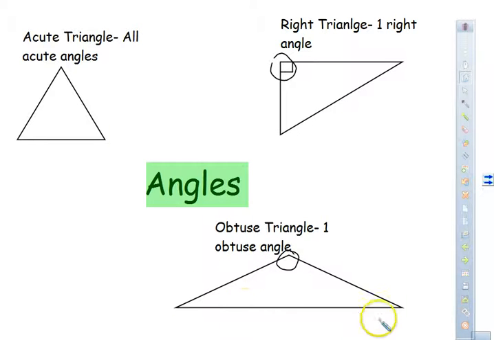Don't think that this is an acute because there's two, and saying, oh well, more is more than just one, so it's got to be acute. That's not the case. It only takes one to be obtuse, and it only takes one to be a right triangle. For an acute, all three have to be acute angles. If you haven't hit pause, go ahead and copy those down, and then we'll move to the next slide.